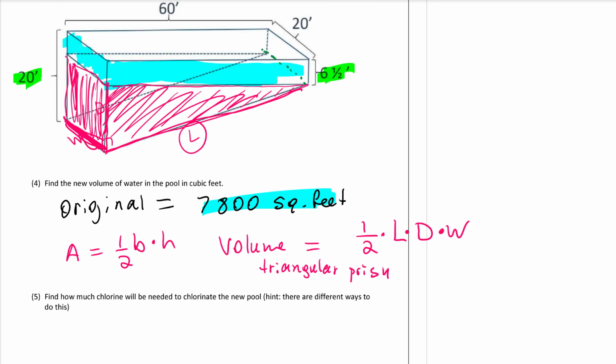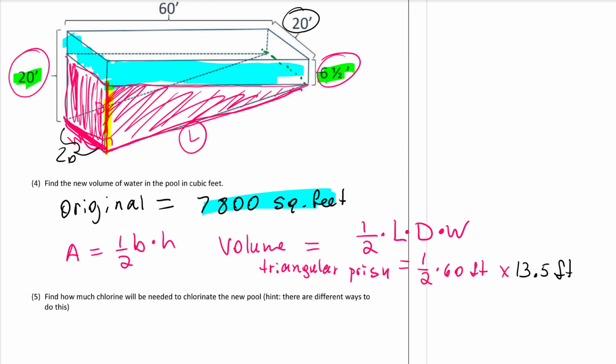All right, so that red area is going to be 1/2 times the length, which is 60 feet. The depth is 20 minus 6.5, because that was the part that was originally there. Let me highlight this piece yellow for you right here. That piece is the difference between 20 and 6.5, so that would be equal to 13.5 feet. And then we got the width. The width right here is still 20. It's the same as this side.